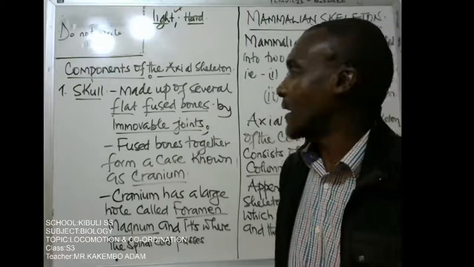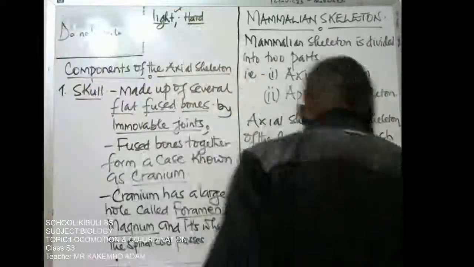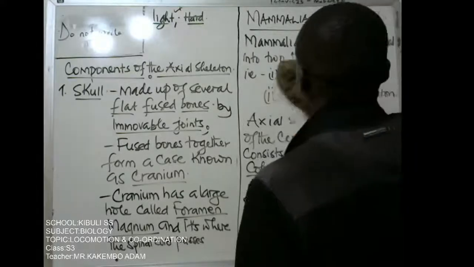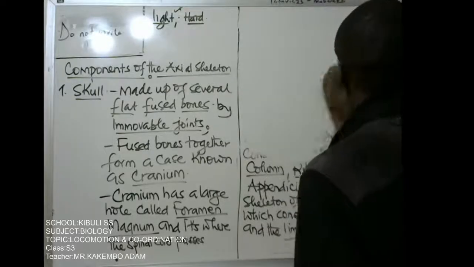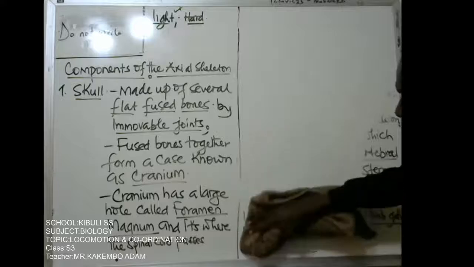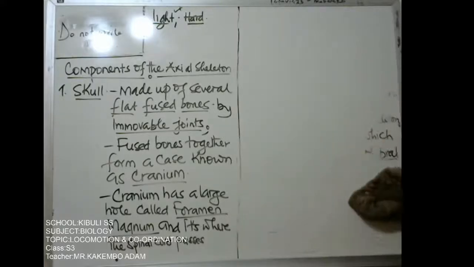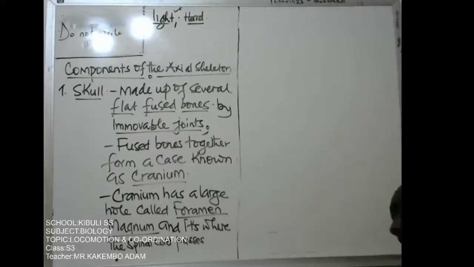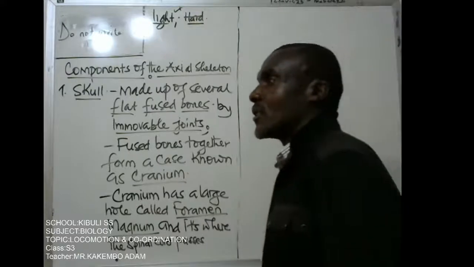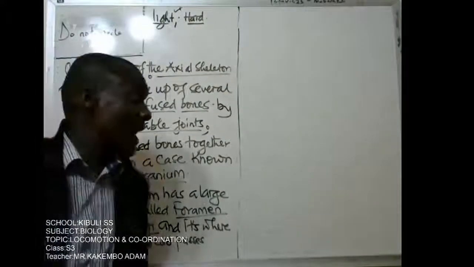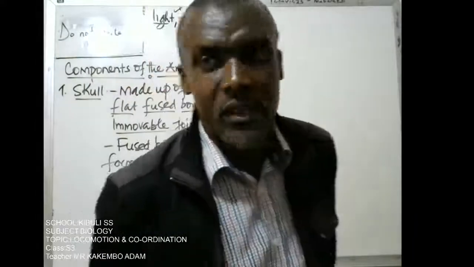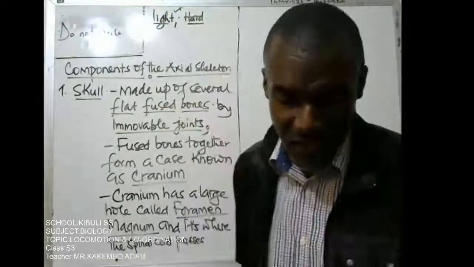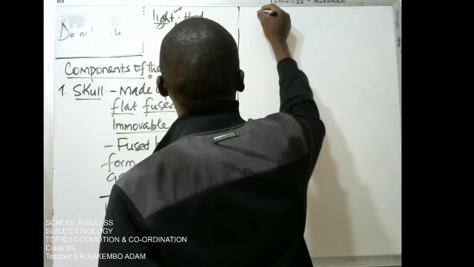The functions of the skull. If you look at the skull, it provides space for many important organs. Our ears are attached on the skull. Our eyes are attached on the skull. The nose is attached on the skull. The brain is enclosed in the skull. The skull has jaws and teeth.